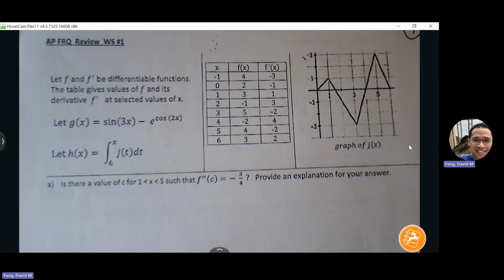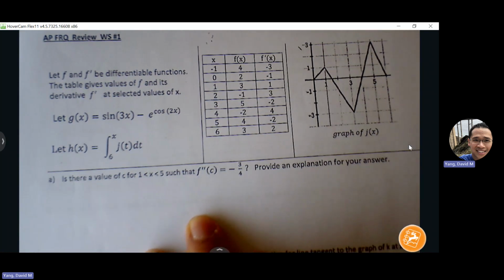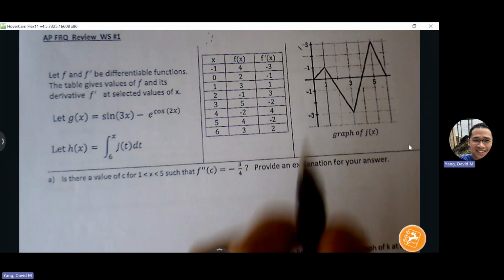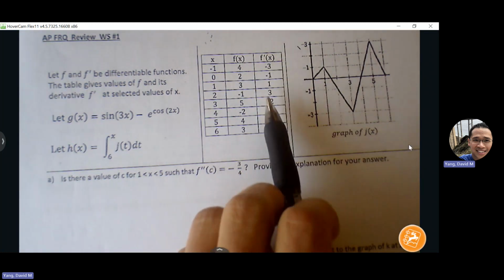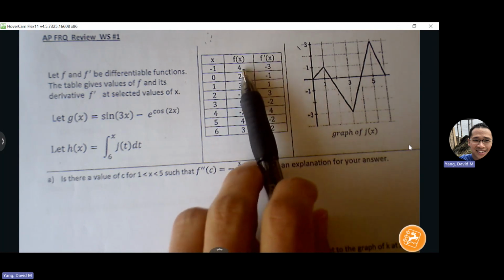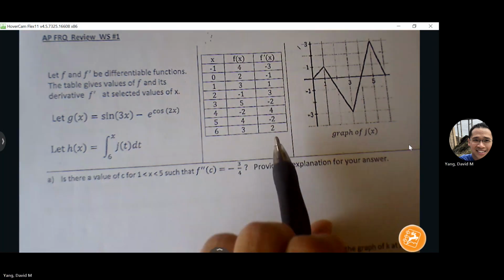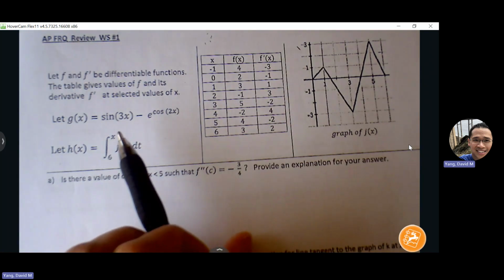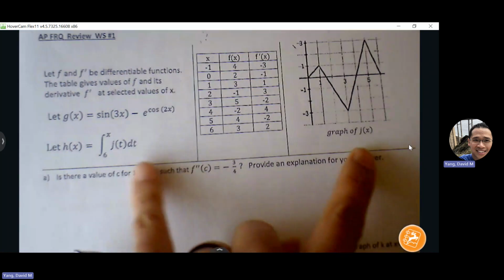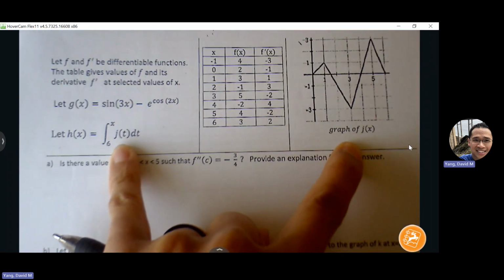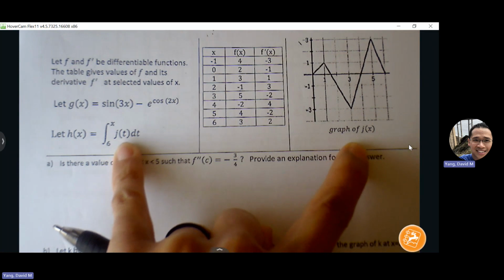Okay, so this is: let f and f prime be differentiable functions. The table gives values of f and its derivative, f prime, at the selected values of x. So we have some information about f, we have some information about f prime, the slope at that particular point. We have another function, g of x, that's given here. We have h of x. H of x is related to the integral of j of t. So we have a couple of things going on here.